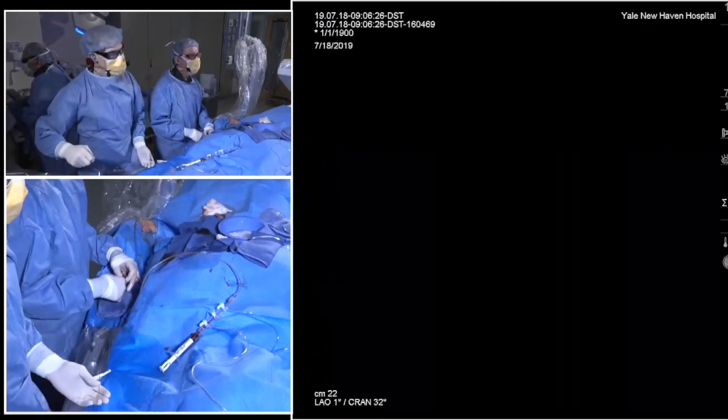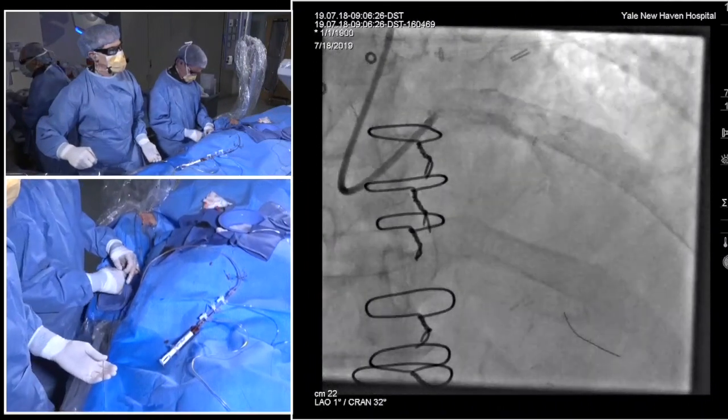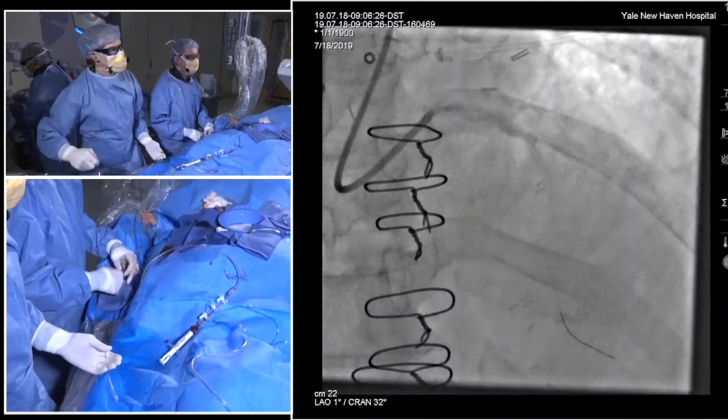Hemodynamically, the patient's fine. Yeah, blood pressure's a little soft, but she started out pretty soft, so.